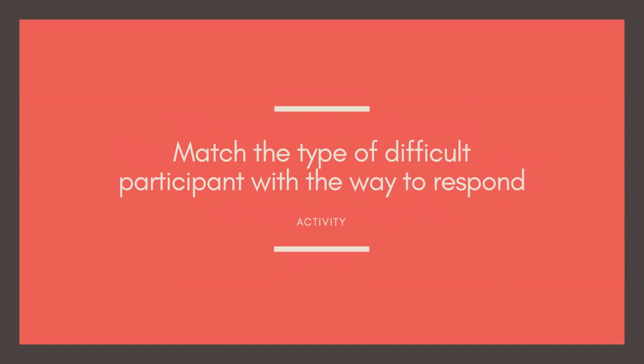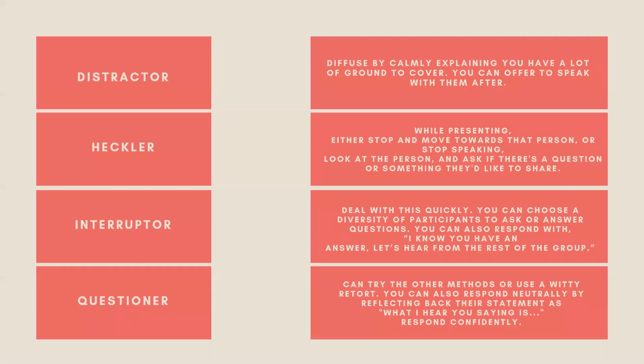We'll end with a little game of matchup, matching the type of difficult participant with the best way to respond. There are 4 types of difficult participants: the distractor, the heckler, the interrupter, and the questioner. I'll give you a minute to read through the ways to respond to these people on the right-hand side. Then we can match them up.